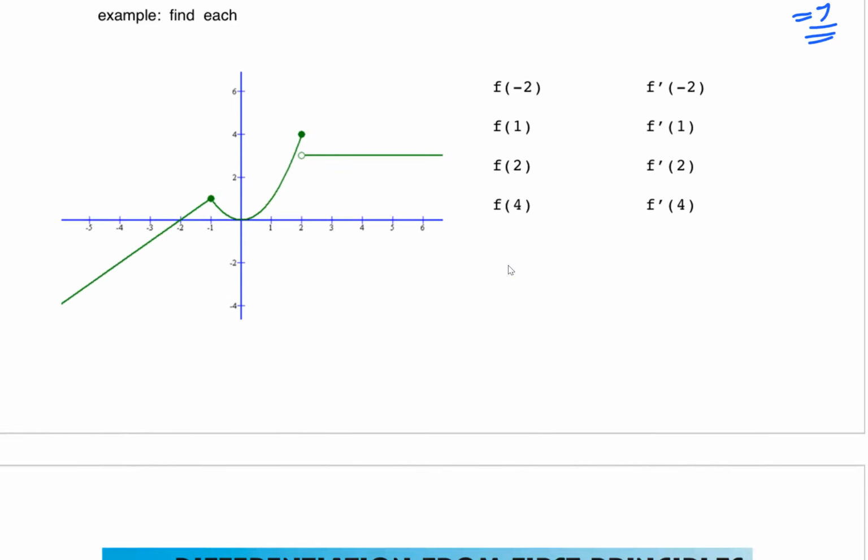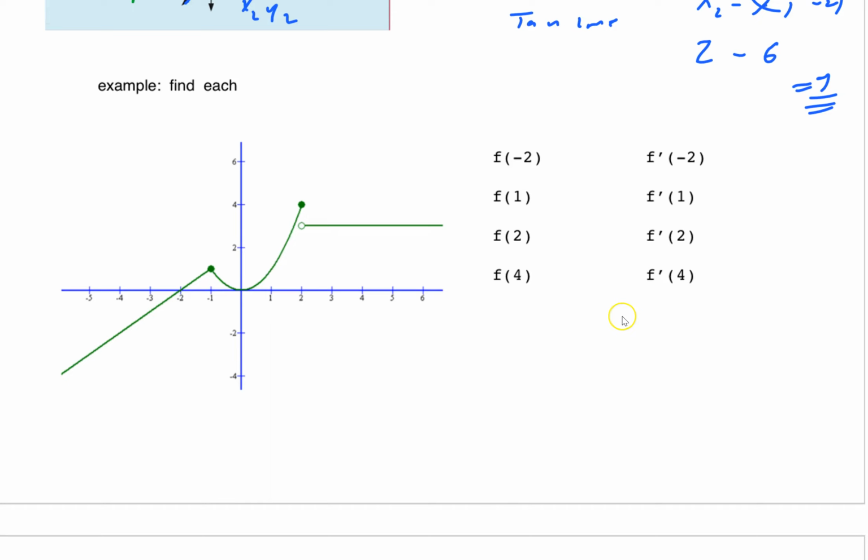This is an example, right? So for this graph here, we're going to find f of all these values, and then we're going to find a derivative at all those values also. Let's do the easy ones first, right? F of -2. Well, here's -2. F is just that value right there. So, looks like that's 0.